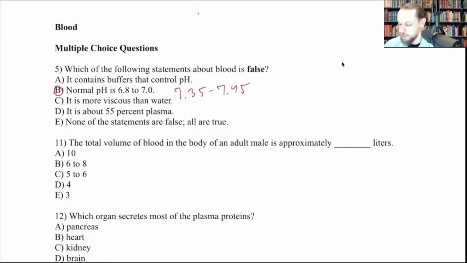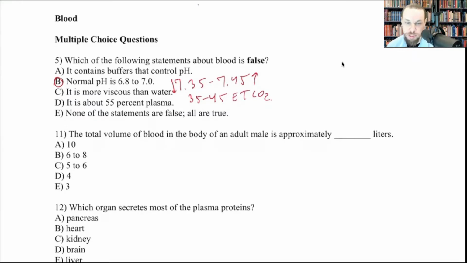If you are above this number, you're going to be towards the alkaline side. If you are below this number, you'll be towards the acidic side. Easy way to remember these numbers: if you remember your EtCO2 is 35 to 45, you just add the 7 in front of it, and that's your blood pH level. What you said, Ian, 7.4 would be right in the middle, the midline. But anything between 7.35 and 7.45, you're in the range.